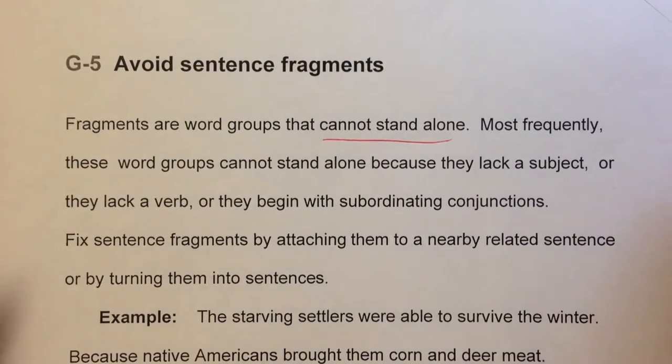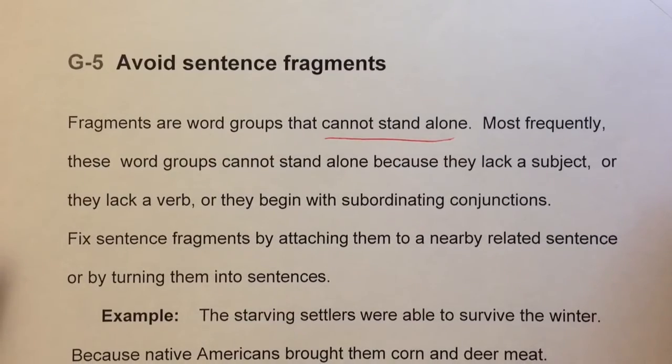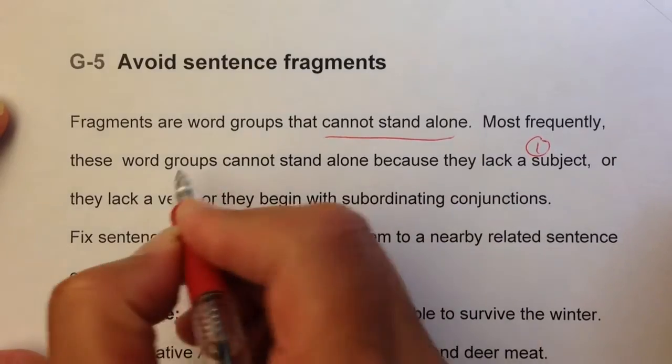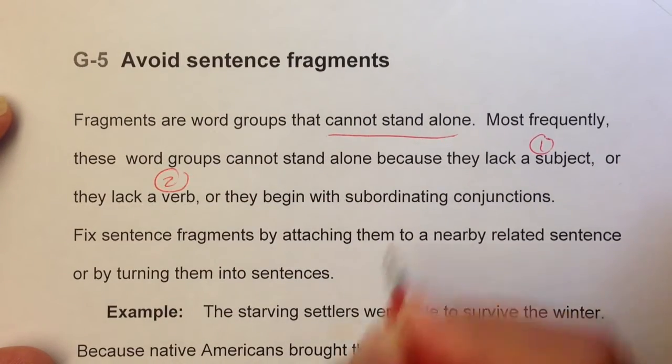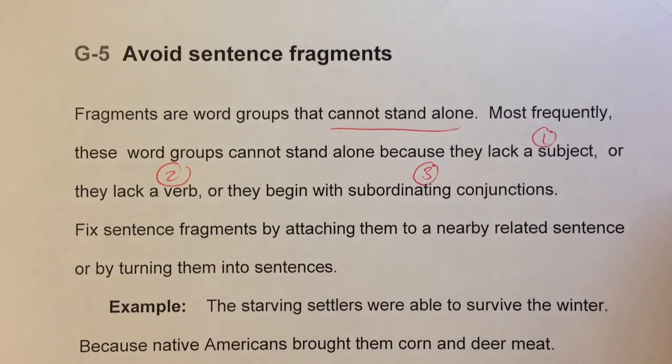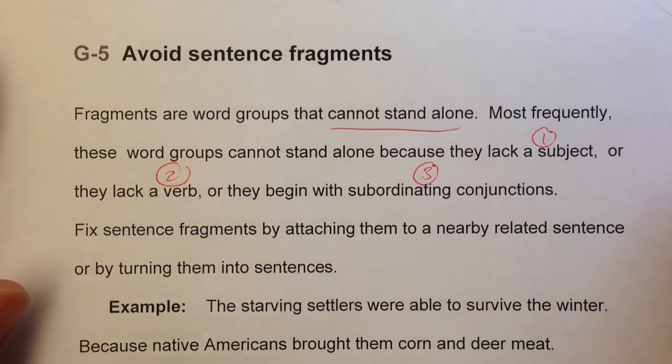Most frequently, these word groups cannot stand alone because they lack a subject, or they could lack a verb, or, here's the last one, they begin with a subordinating conjunction, which is a WUBIS word. Okay, so a lot of elementary students will make fragments because they don't have a subject or they don't have a verb, but you guys don't normally make that mistake. When we make fragments, it's because you make an adverb clause and you don't attach the adverb clause to the rest of the sentence. So let me read on.